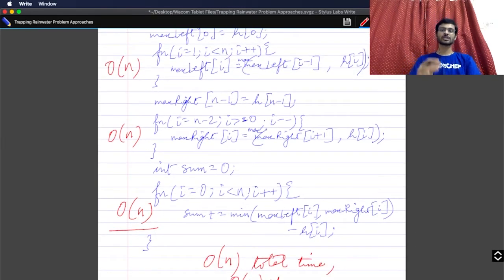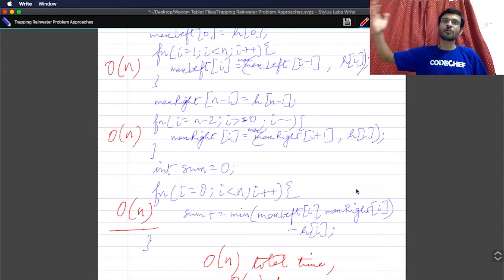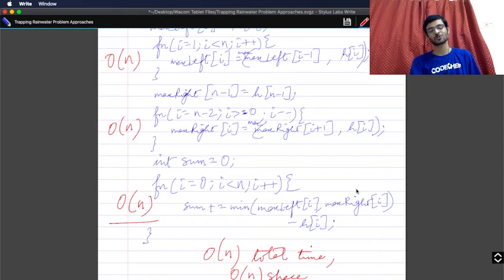Now from here you can understand what I was telling, that for max left you don't need to store it. As you move along from i equal to 0 to i equal to n minus 1, you can go on updating max left. You can keep that as a single variable. But max right, you need to store all these values, because they are being formed from the right. So that is the reason you need to store it.